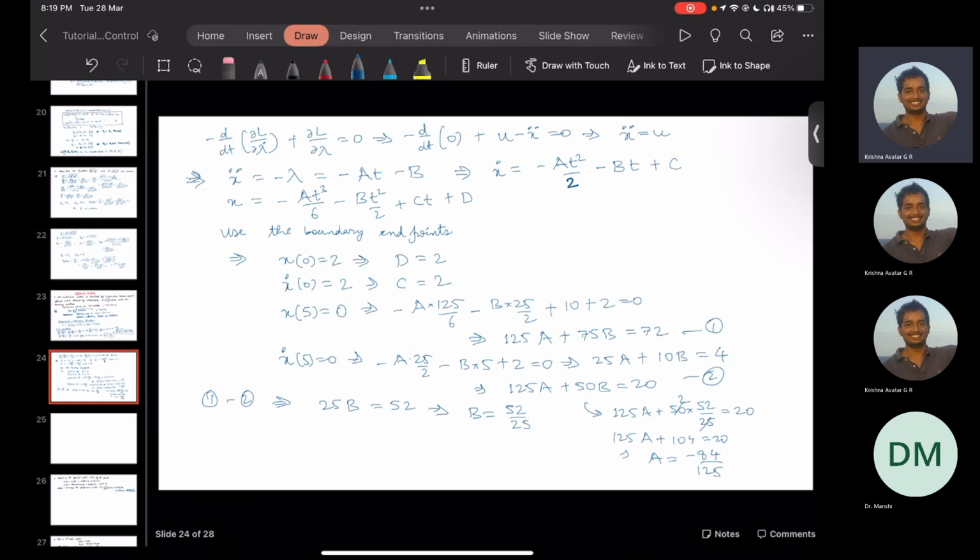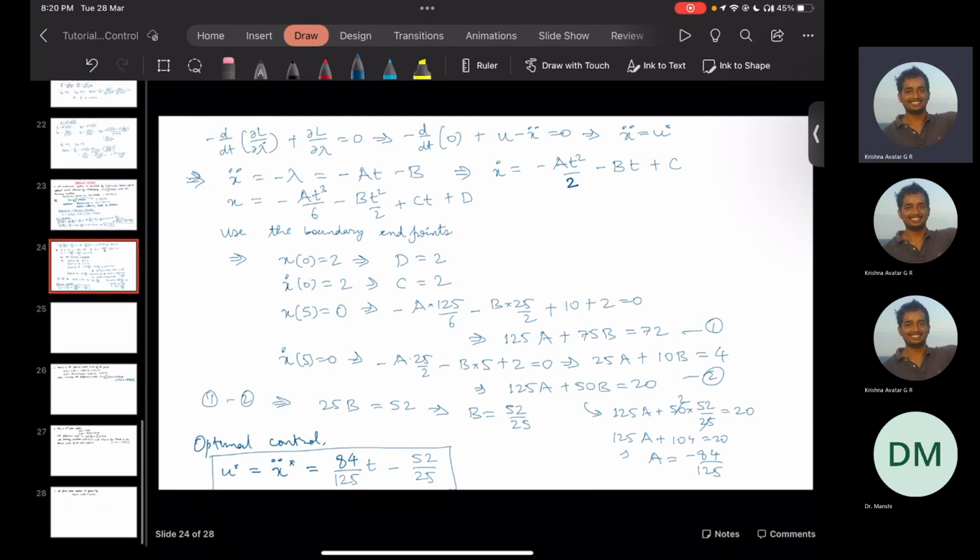Now we are required to find the optimal control. So actually all should have been star, because that's what we are looking for, but okay, I'll reserve it for now. So the optimal control u star is nothing but minus a minus b, right? So minus a is 84 by 125 and minus b is 52 by 25. So this is our answer.